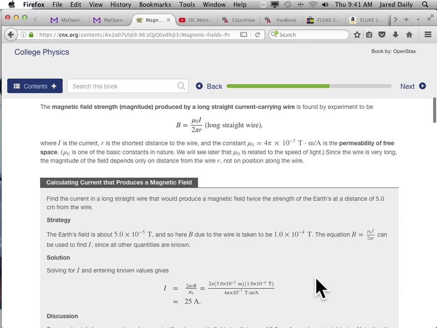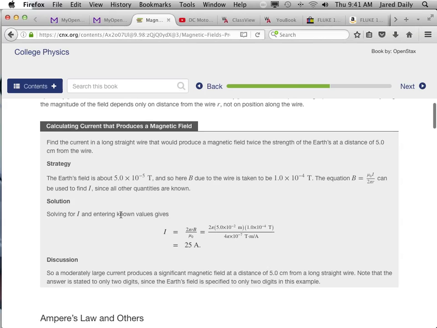But let's calculate the current near a wire. So you have a wire that's going to be put in the magnetic field of the Earth, for example. And we're going to put a current through it. No, sorry.